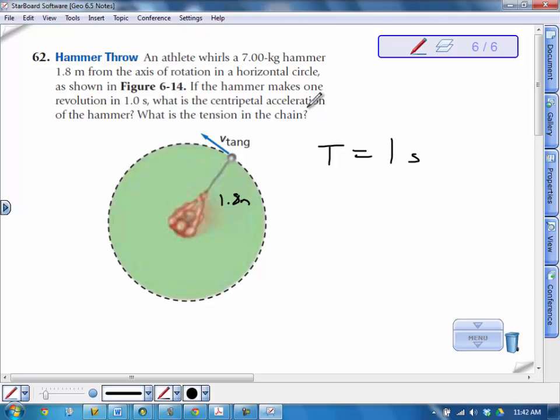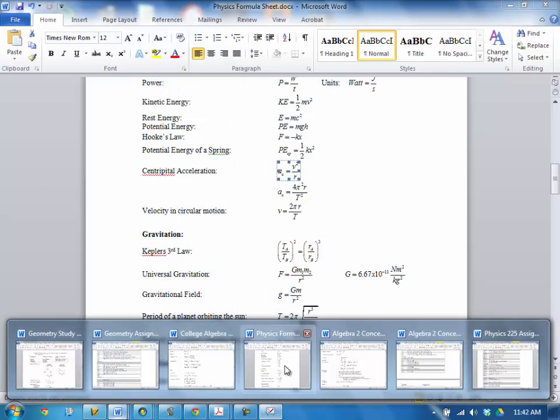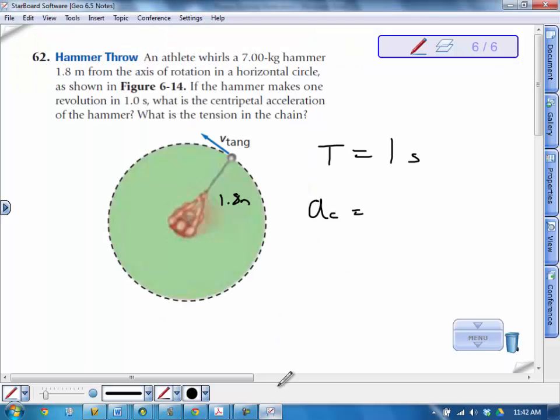And it wants to know what the centripetal acceleration of the hammer is, and therefore what is the tension in the hammer. Centripetal acceleration is on your formula sheet. There's two different formulas. There's v squared over r, and there's also this other formula that's on there, which is right here, 4 pi squared r over t squared.